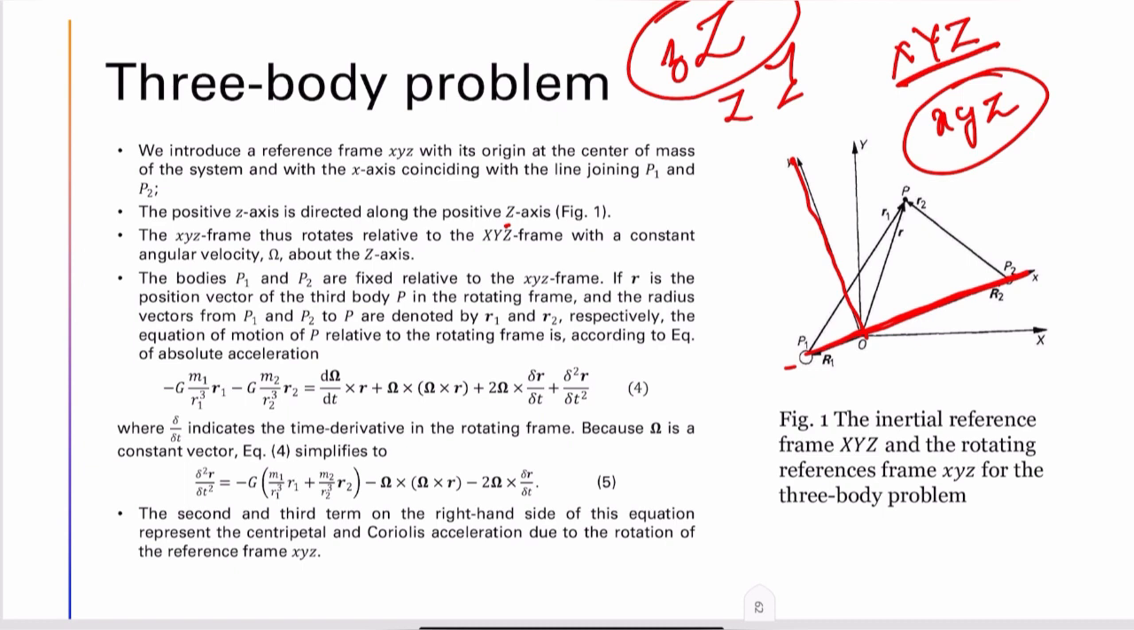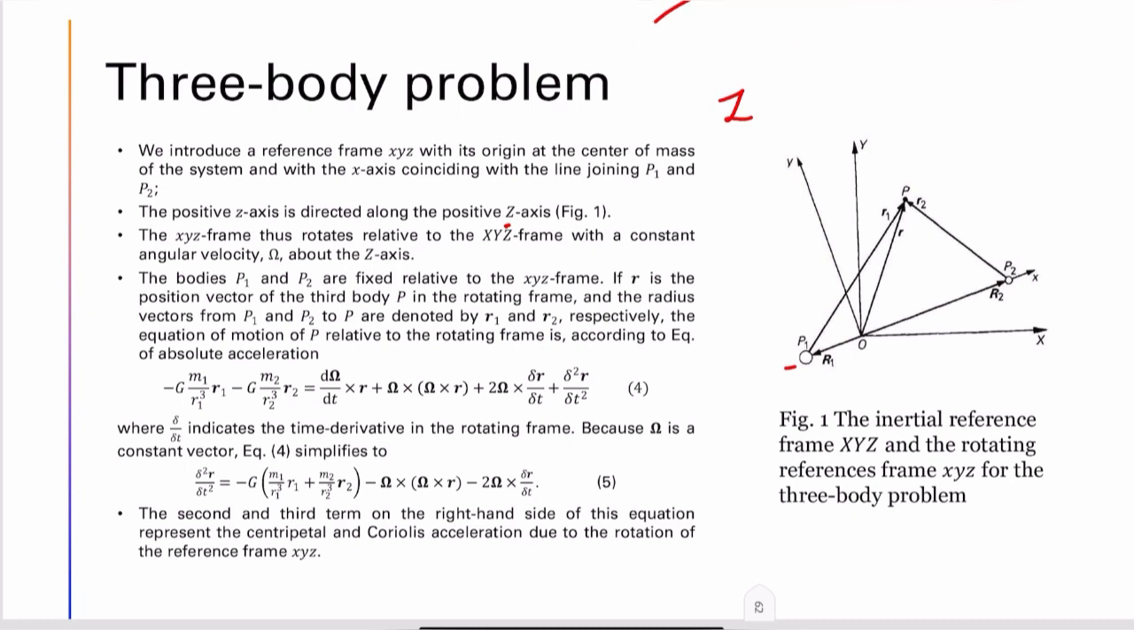And the other thing, the small xyz frame is chosen in such a way that the smaller x axis coincides with the line connecting P1 and P2. It is coinciding with the line connecting P1 and P2. The bodies P1 and P2 are fixed.